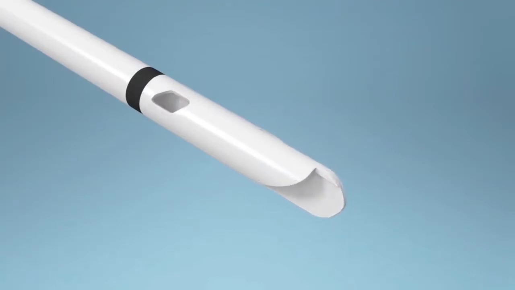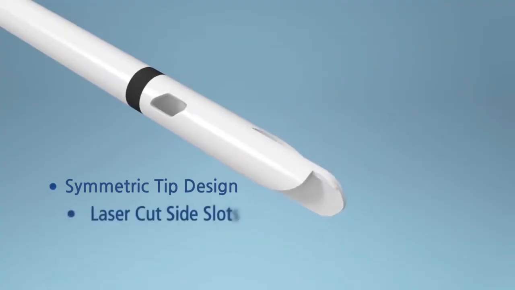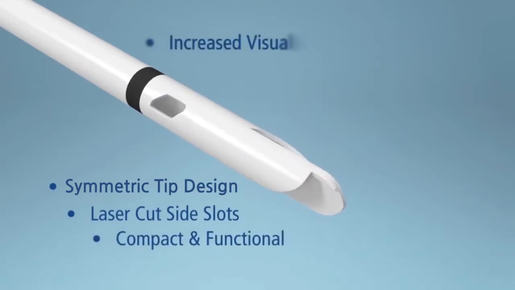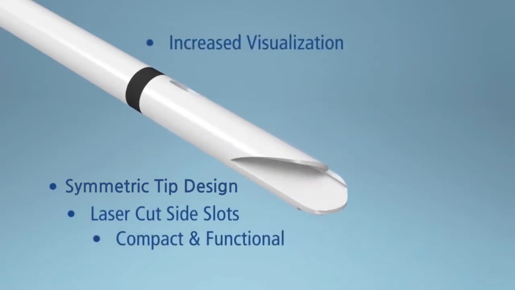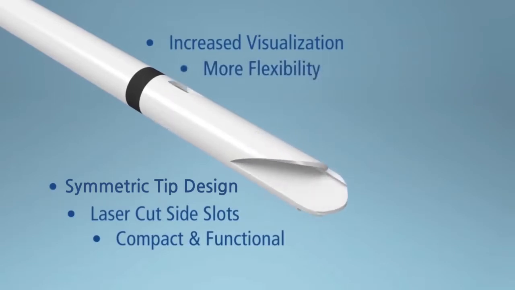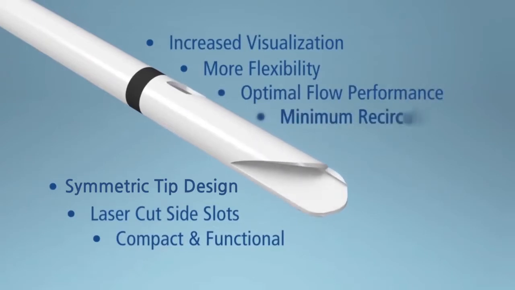The Palindrome Precision Chronic Catheter offers several unique features, including a symmetric tip design with precision tip technology, laser-cut side slots, and a compact functional tip that allows for increased visualization on fluoroscopy and X-ray, more flexibility to accommodate varying right atrium sizes, and optimal flow performance post-insertion with minimal recirculation.